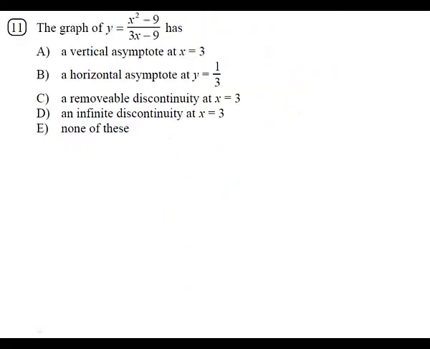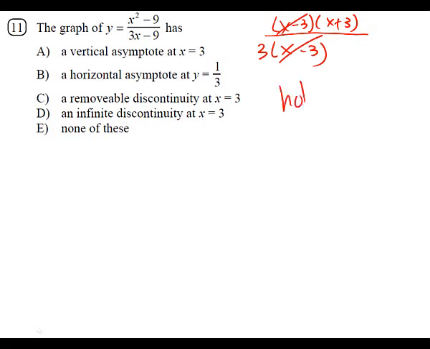All right, so the graph, it looks like it's talking about vertical and horizontal and removable discontinuities and those things. So I'm going to go ahead and factor that thing because I know that's how I figured that out. So what does the numerator factor into? Good. And then the denominator factors, what do I take out? 3, and I'm left with? So that cancels. So when it cancels, what is it? A hole at where? X equals 3. And a hole is what kind of discontinuity? Removable. So it's answer choice C.